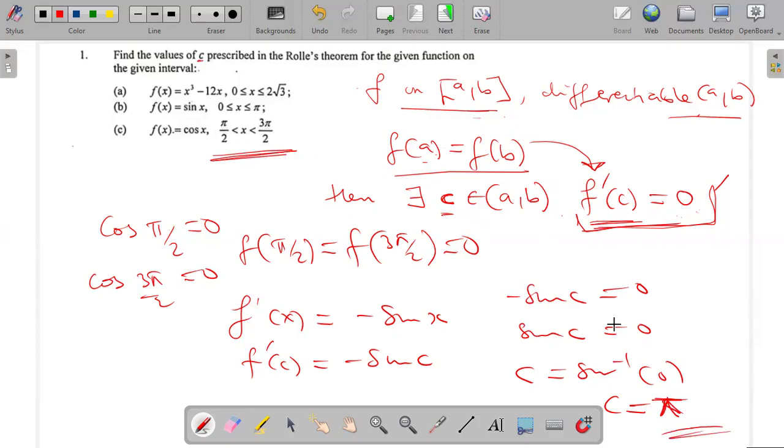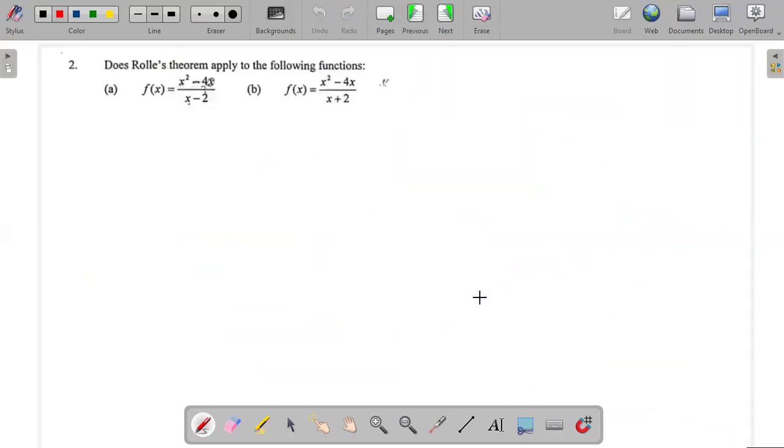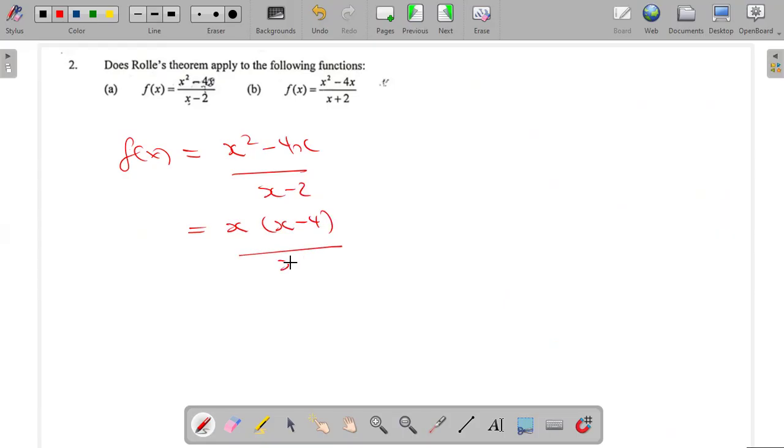All right, so move on to the next question. The next question is saying, does Rolle's theorem apply to the following functions? Let's see if they do apply. So you have f of x equal to x squared minus 4x over x minus 2. Factoring out x on top, it's x times x minus 4, over x minus 2.